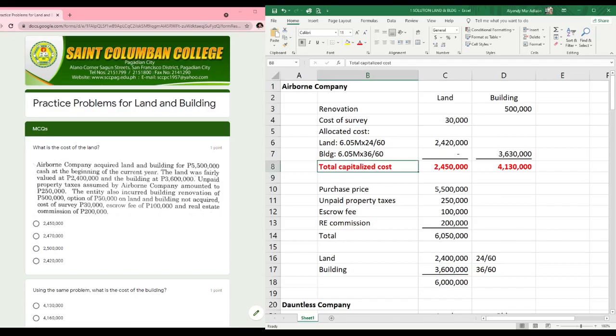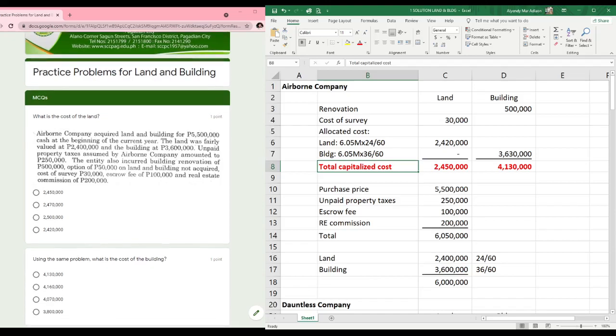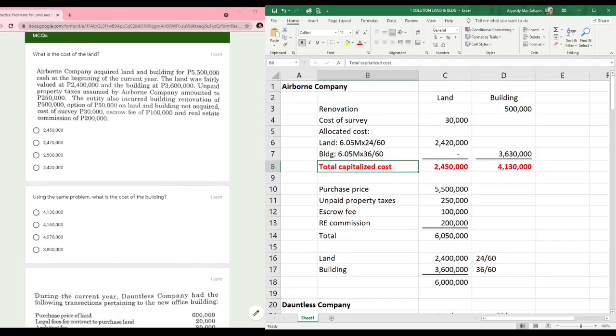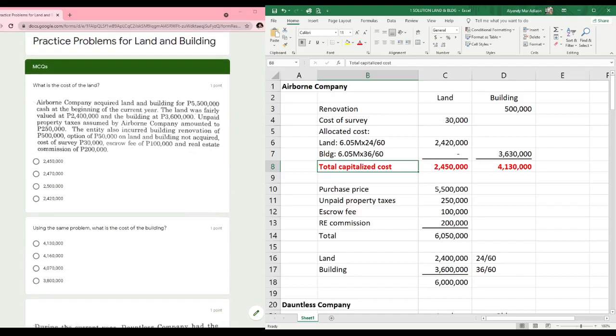The first problem is Airborne Company. So the questions are, what is the cost of the land? And using the same problem, what is the cost of the building? Airborne Company acquired land and building for 5,500,000 cash at the beginning of the current year. The land was fairly valued at 2,400,000 and the building at 3,600,000. Unpaid property taxes assumed by Airborne Company amounted to 250,000.